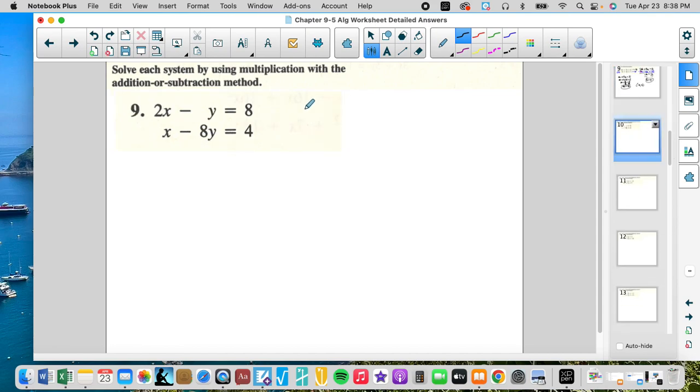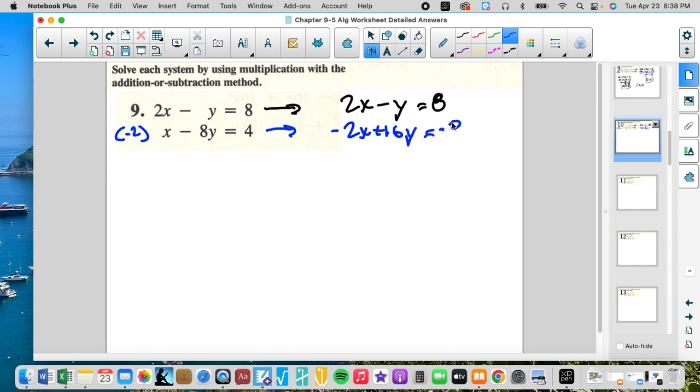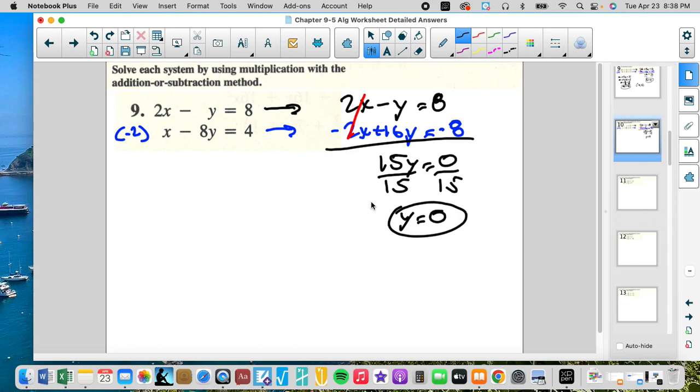Only on problem number 9. I'm going to multiply the bottom by -2. Get rid of the x's. 2x minus y equals 8. This bottom equation becomes -2x plus 16y equals -8. All right, that'll be fun. The x's cancel. We're left with 15y equals 0. Divide by 15, divide by 15. y equals 0. Your value can equal 0. That's not a bad thing.